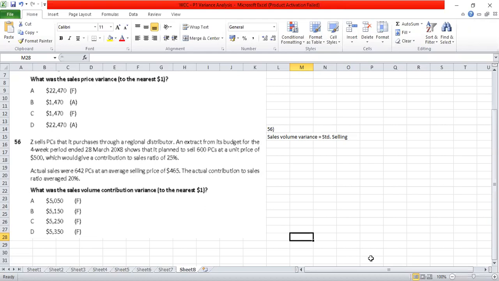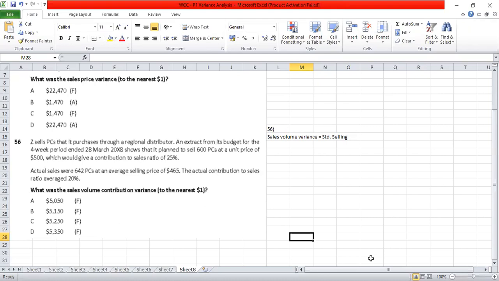It says Z sells PCs that it purchases through a regional distributor, and an extract from its budget for the 4-week period ended 28th March 20x8 shows that it planned to sell 600 pieces at a unit price of 500, which would give a contribution to sales ratio of 25%. Actual sales were these things. The actual contribution to sales ratio averaged 20%. What was the sales volume contribution variance?